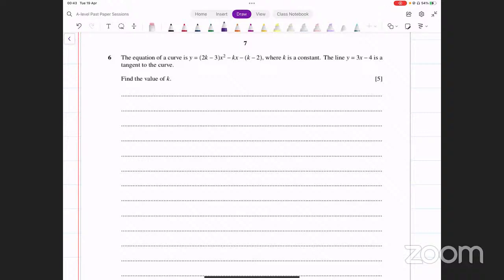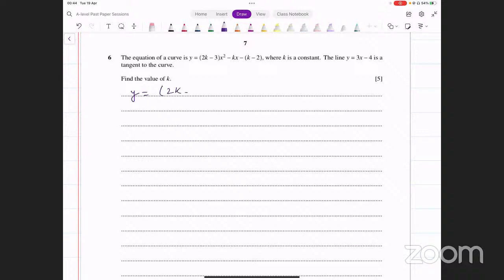Quadratics में क्या होता था? When a line is a tangent to the curve, you know that discriminant is equal to 0. तो हम क्या करते हैं? इनको simultaneously solve करने वाला method पहले apply करते हैं और फिर discriminant को 0 के equal कर देंगे.